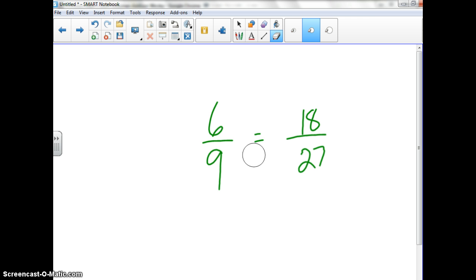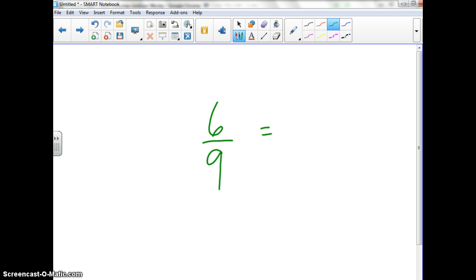Now I'm going to ask you this. What if I started with the same fraction? I started with 6/9. But instead of multiplying by a number of my choice, I'm going to divide by a number of my choice. What could I divide both of those by? Let me give you a little hint. We're not going to ever pick 1 today. Anytime we multiply or divide by 1, we end up with the same thing we started with. So, can you think of anything that would work, Aaron? 3. Sure.